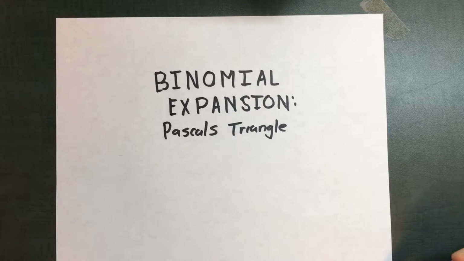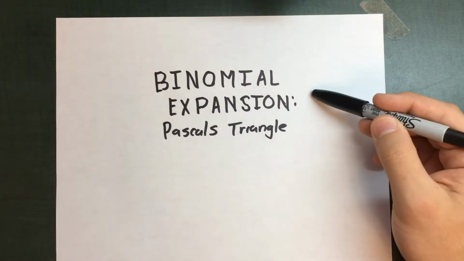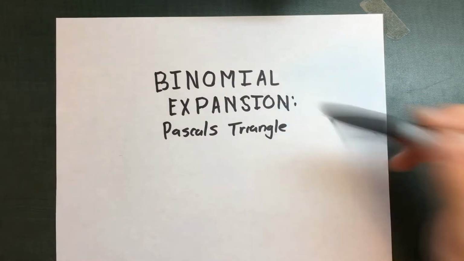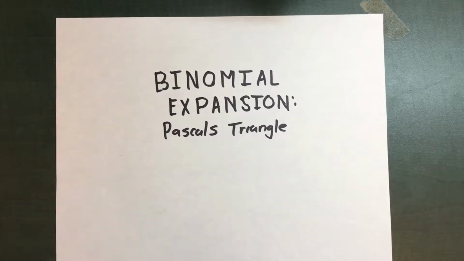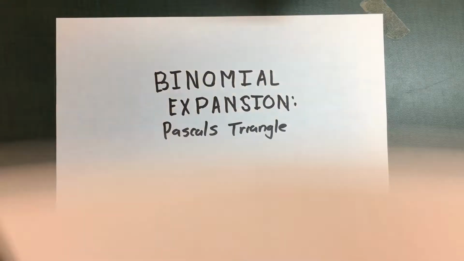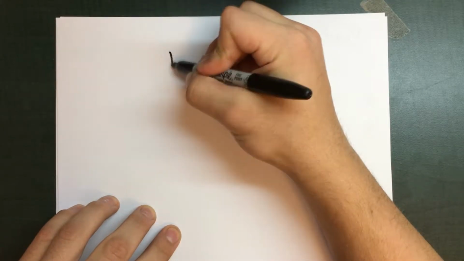So in this video, I will be demonstrating how to do binomial expansion by using Pascal's triangle. For those of you who don't know, Pascal's triangle is a triangular array of binomial coefficients beginning with 1. And it's a sequence of numbers. I'll show you what that looks like right now.